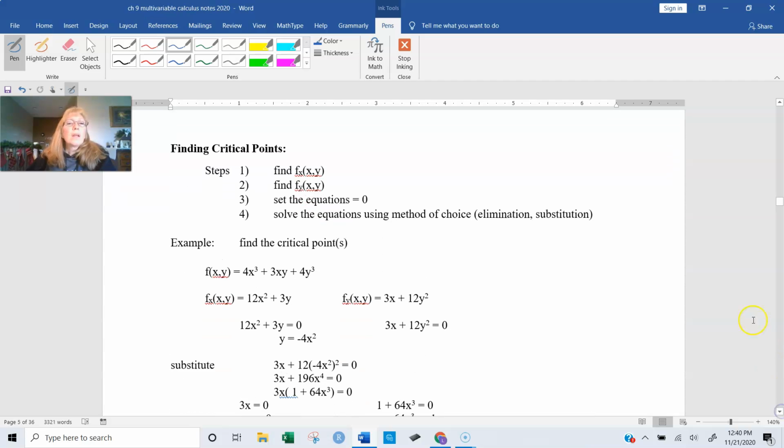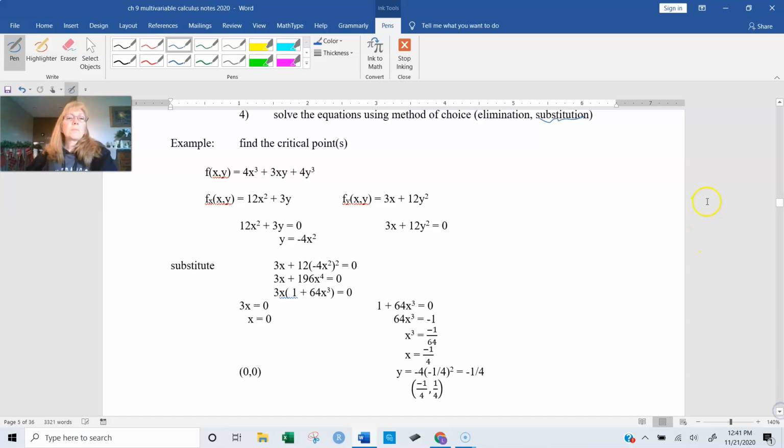So here, in order to find our critical points, we have a couple steps. First, we find f sub x, because we've got to know what's happening along the x-axis. Then we find f sub y, what's happening along the y-axis. We're going to set those equations equal to 0 because that's where our horizontal tangents are. And then elimination or substitution. It's probably going to be almost always substitution because elimination doesn't work well with these, but it is an option if it can be done.